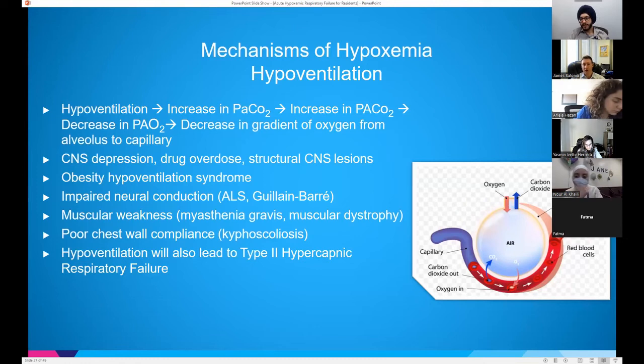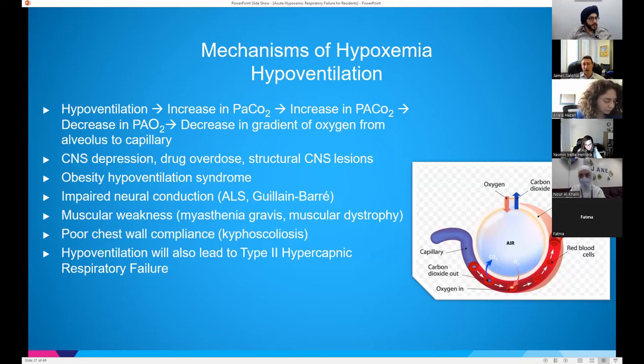Ways that this can occur: CNS depression. So if somebody's taking opioids or getting excessive sedatives, or they have a stroke, that's something you need to consider. OHS, obesity hypoventilation syndrome, also known as Pickwickian syndrome. Pickwickian syndrome came from a Dickens novel, right? The Pickwick Papers describes a typical obesity hypoventilation syndrome patient: morbidly obese, snoring, gagging, unable to ventilate.